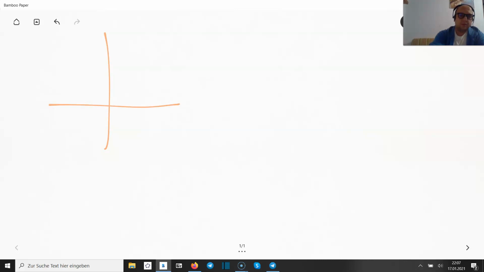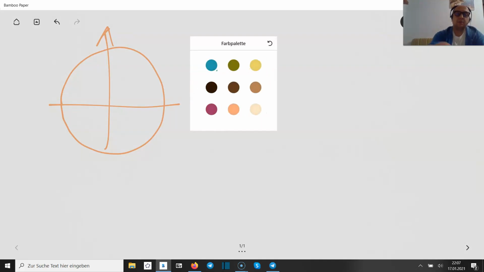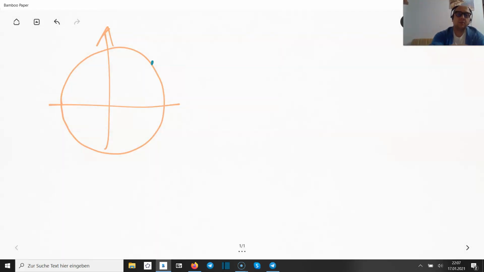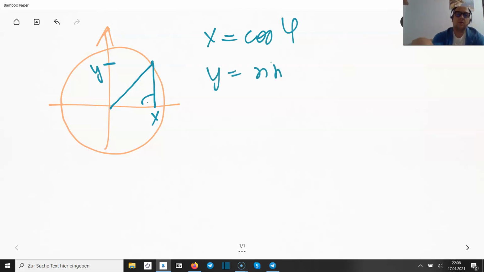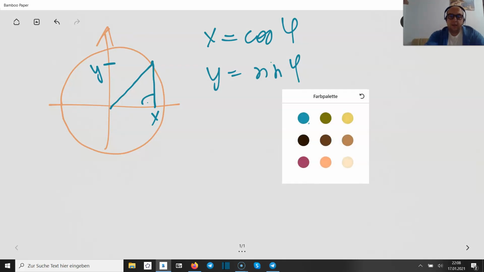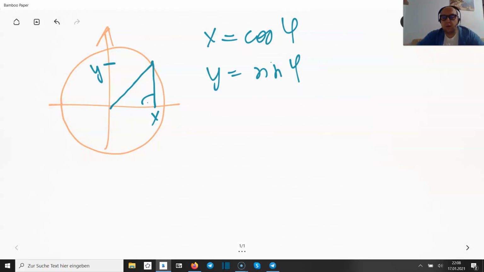So this is a unit circle once again that we've been working with. And if we're talking about the x or the y value, so if we're talking about this point, this is 90 degrees, this is x, and this is y. You remember x is the cosine of phi and y is the sine of phi. And we also figured out that the values are between -1 and 1, so everything is fine. Now let's start with the sine curve.